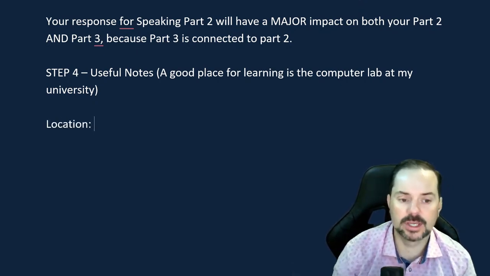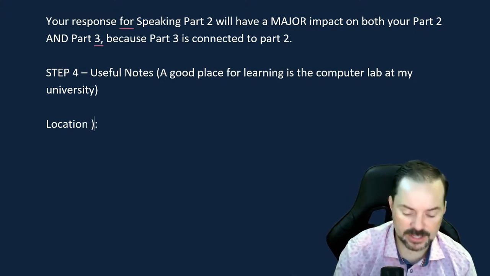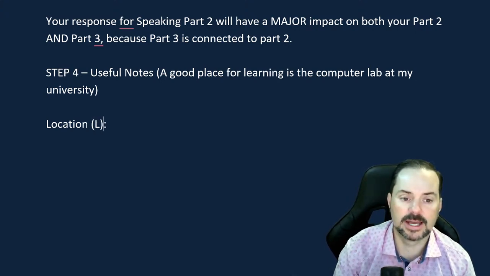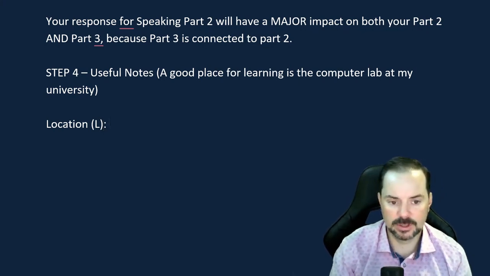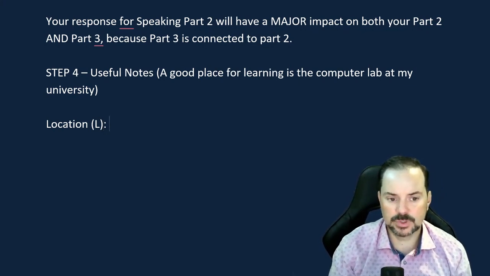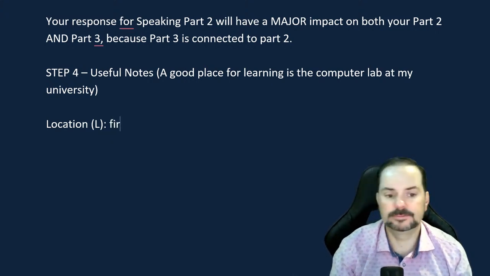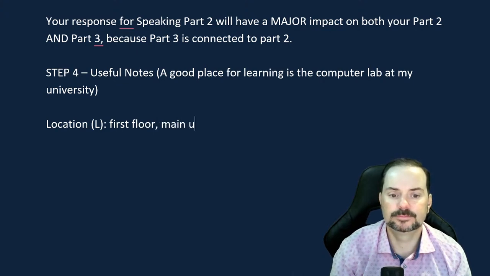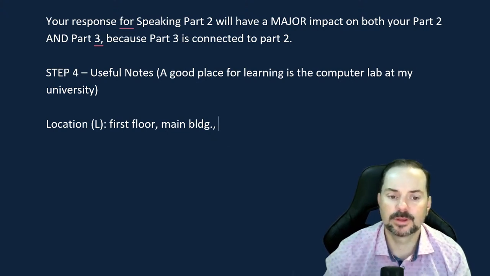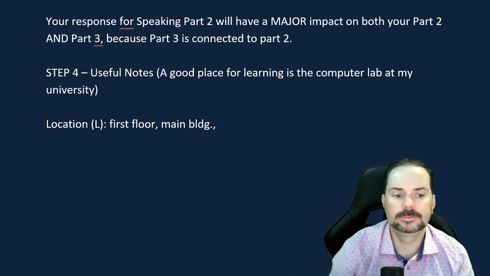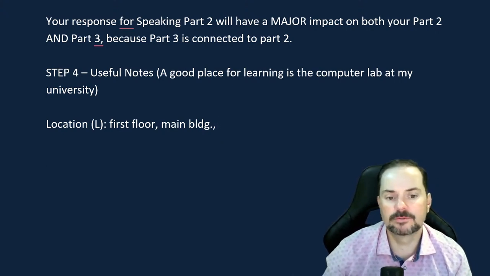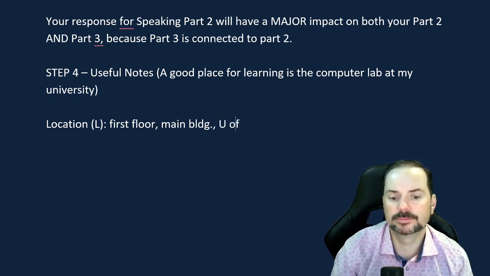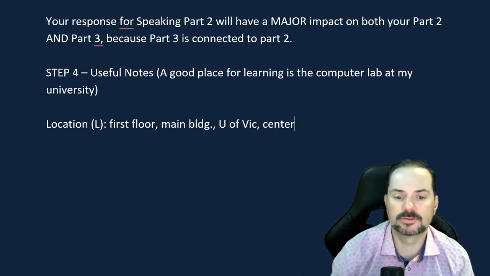Okay, now you don't need to write location in your notes. If you're going to write anything, maybe just write an L like that, so you know that it's location, okay? All right, so located. First floor, main building. Okay. And then description. That's good for now. University of Victoria. We'll add that. Okay. In the center of the university.